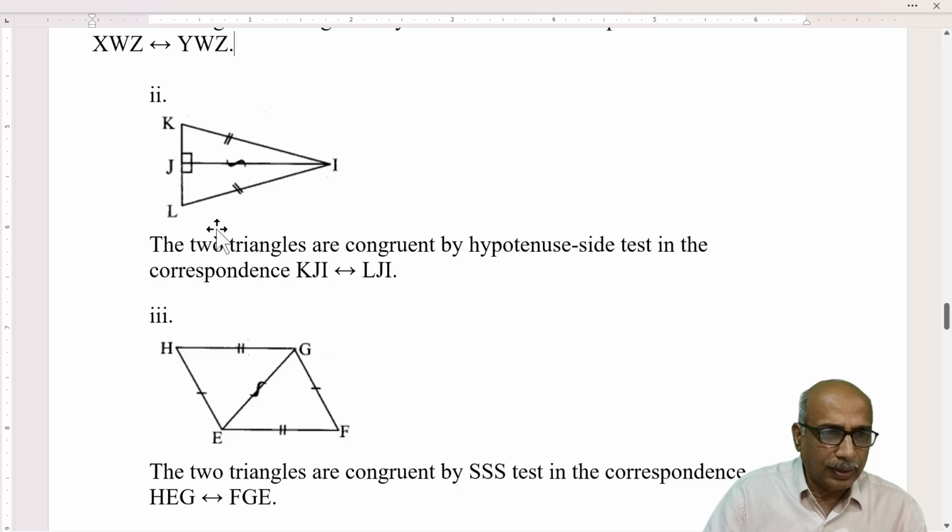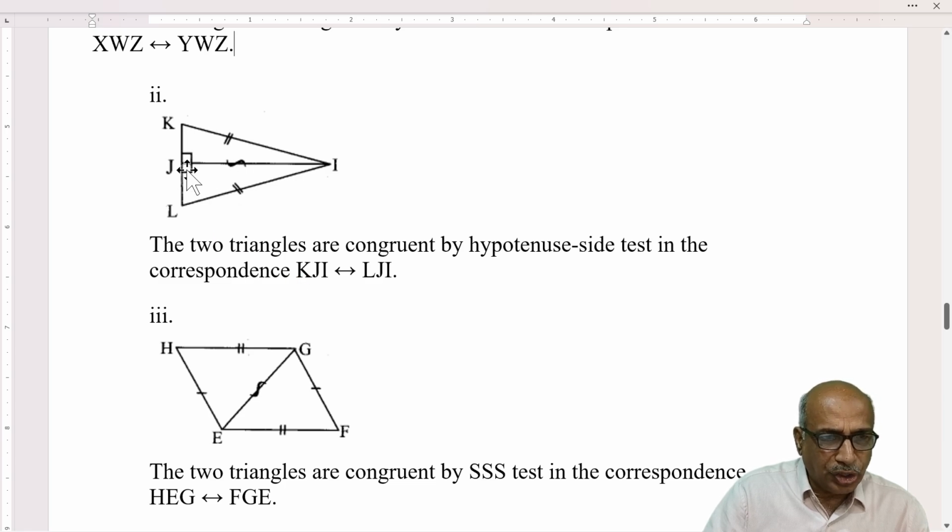Next, in this figure, for triangle KJI, hypotenuse will be KI, and for triangle LJI, hypotenuse will be IL. These two hypotenuses are congruent, and IJ is common for both the triangles, one of the sides. So hypotenuse is congruent, one of the adjacent sides is common and congruent. Common means both are congruent. So these two triangles will be congruent by hypotenuse side test.